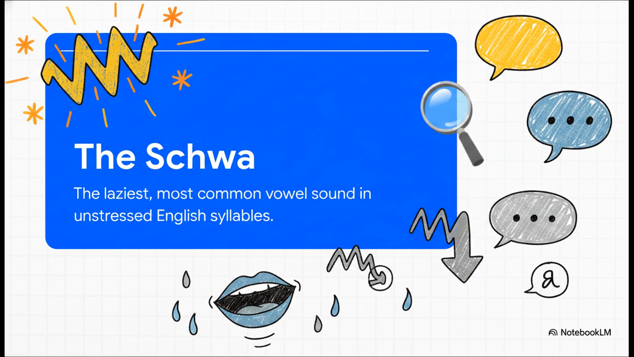It just kind of collapses into this weak, apathetic sound, which is represented by that upside-down E symbol you see there. Think of the A in the word about, or the O in doctor. It's not a clear, crisp O, right? It's a lazy schwa. Teaching kids that vowels just get lazy when they aren't stressed really takes all the frustration out of spelling multisyllable words.